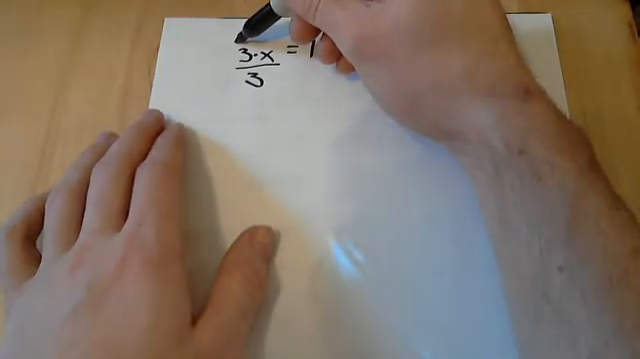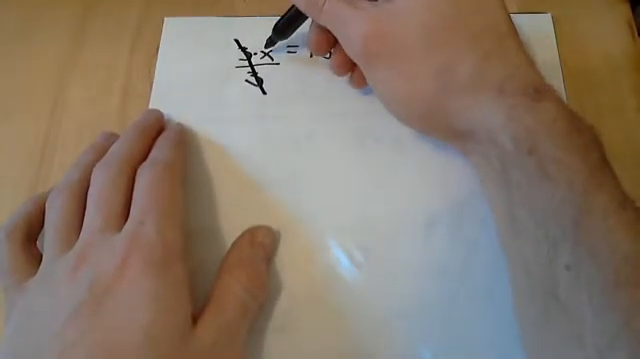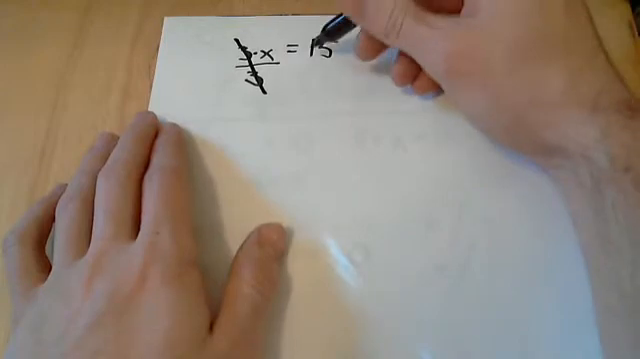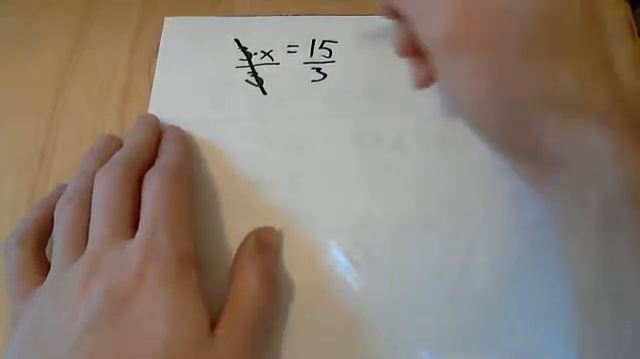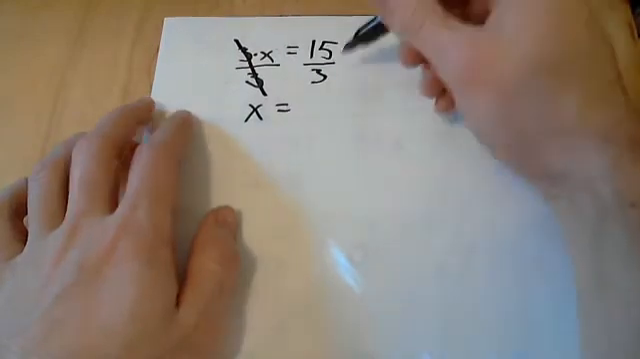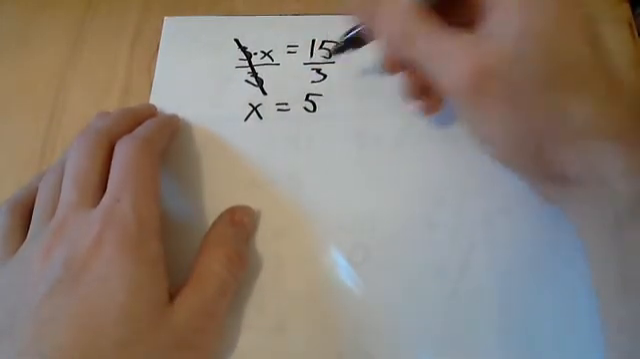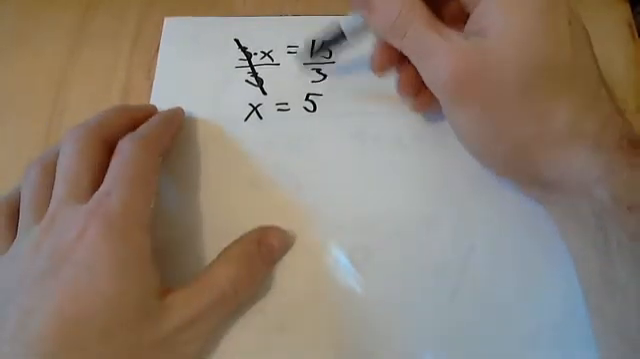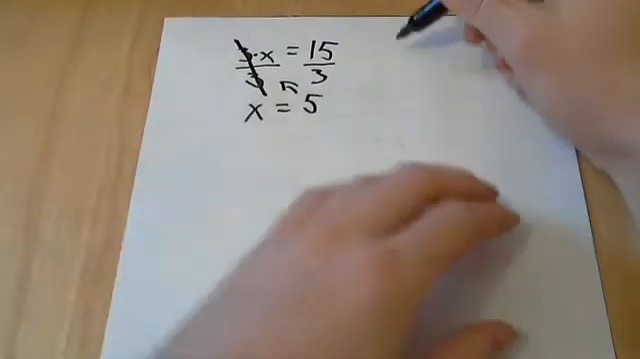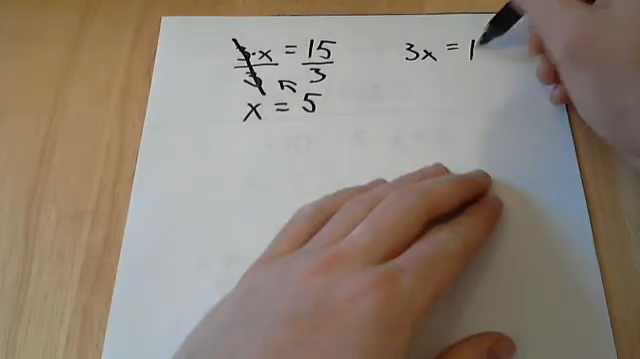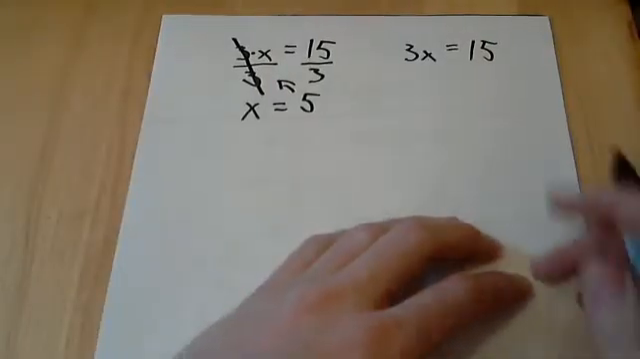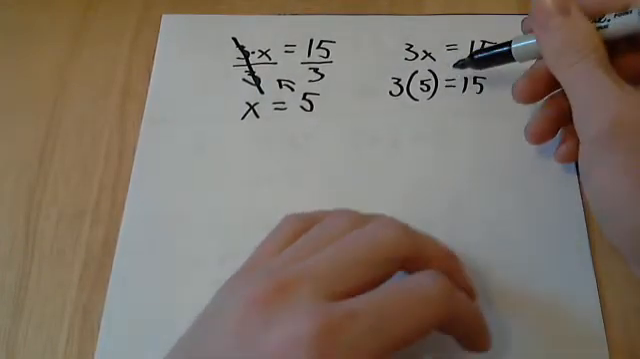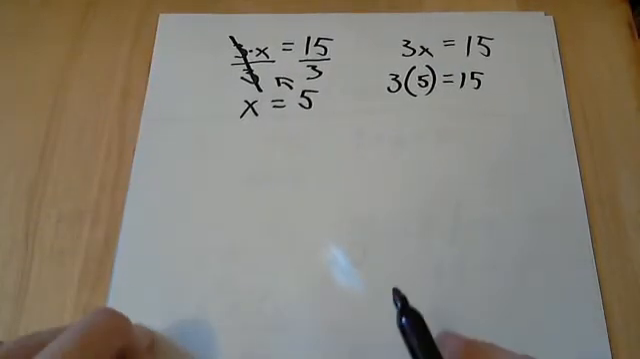So 3x divided by 3, 3 over 3 is 1, and 1 times x is the same as x. So these 3's cancel out. But again, what we do to one side, we have to do to the other side also. So we have 15 over 3. So now we bring our x down, and 15 divided by 3 equals 5. So that's going to be what x equals. Now again, let's check our answer by plugging this x back into the original equation. So 3x equals 15. Let's check this by plugging 5 in for x. So 3 times 5 equals 15. 3 times 5 does in fact equal 15, so we know that this is correct.